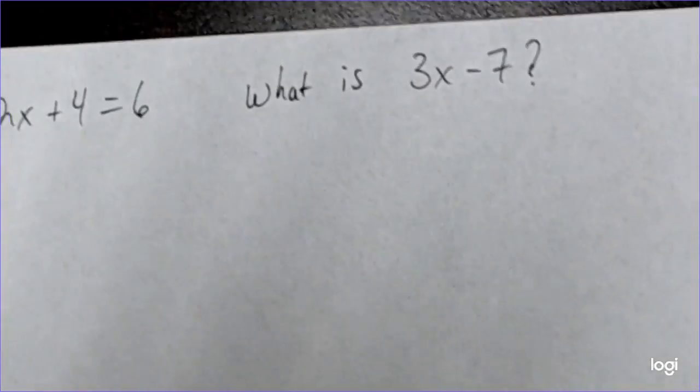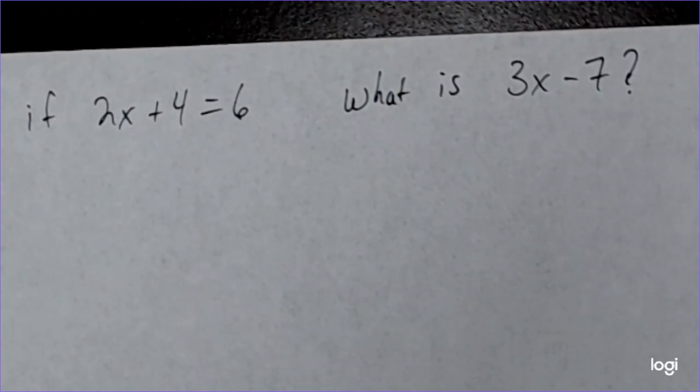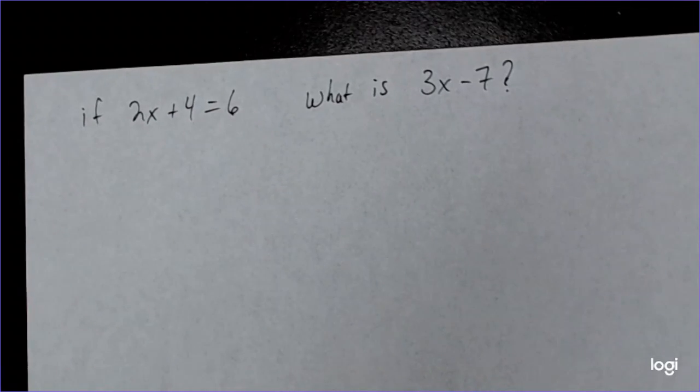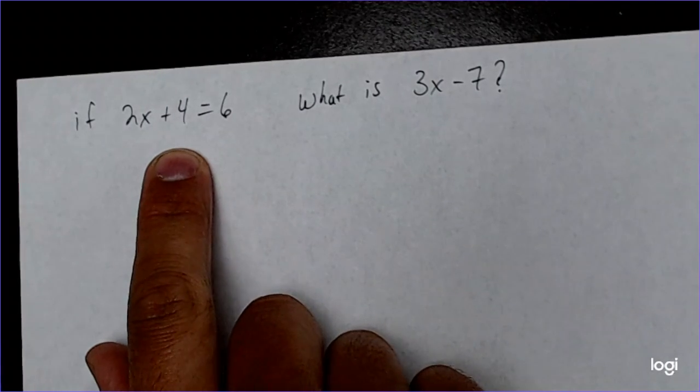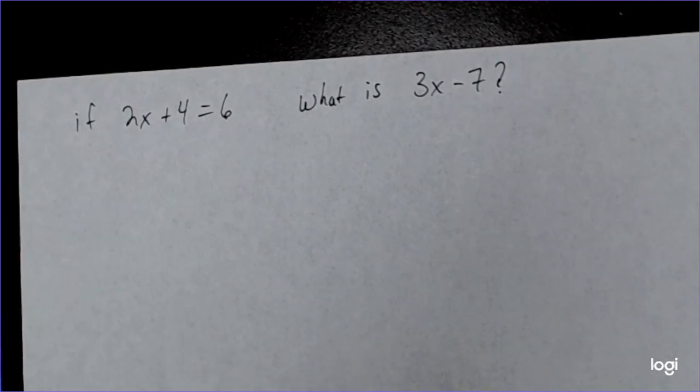Alright, so here we've got our problem. If 2x plus 4 equals 6, what is 3x minus 7? Let me zoom out just a little bit. Too close, a little too close. Alright, so step one, solve the equation. Always solve the equation first. Got to learn what that x is.